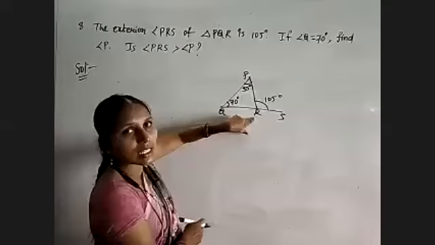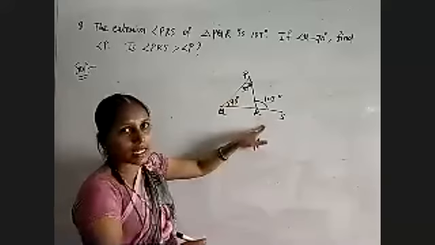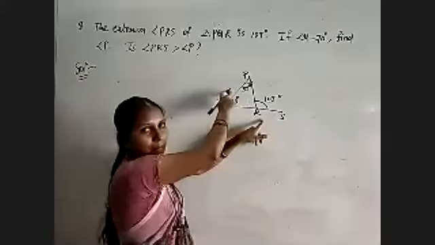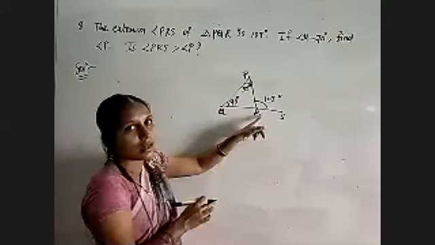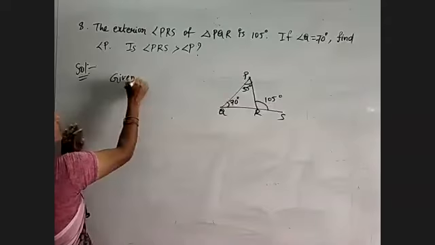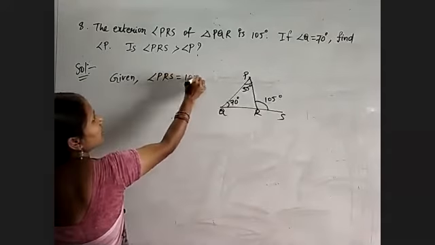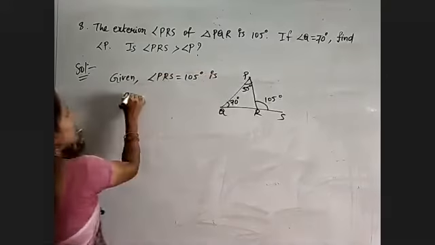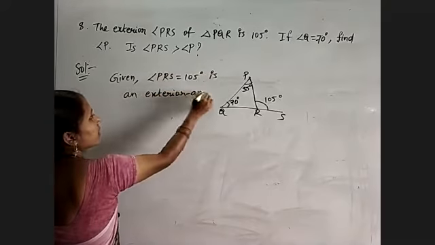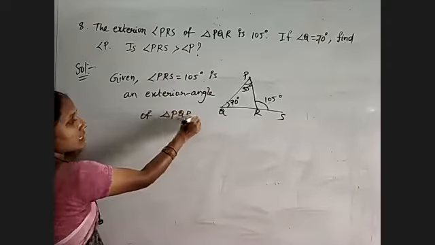Here at R we are getting the exterior angle. So angle P plus angle Q is equal to this exterior angle. That means angle PRS is always greater than angle Q and angle P, because it is an exterior angle. Okay. So now observe the given values. Given angle PRS is equal to 105 degrees is an exterior angle of triangle PQR. Yes or no?